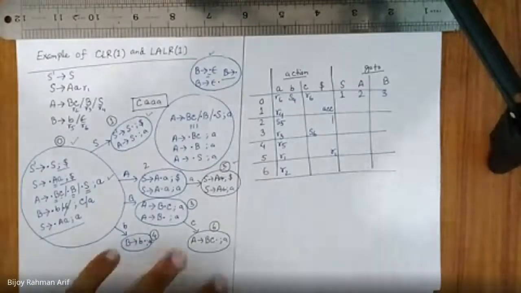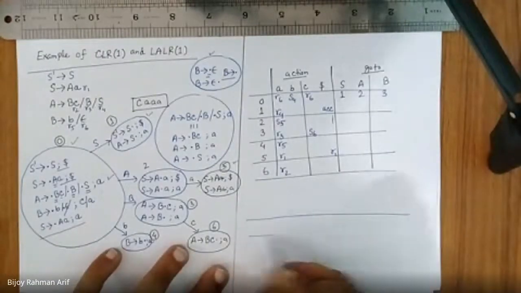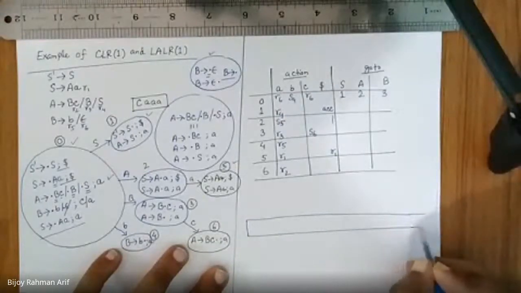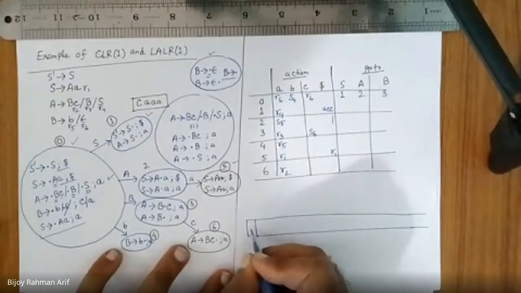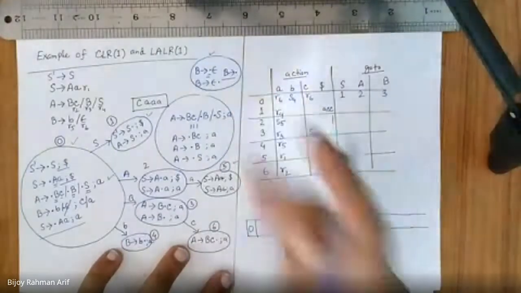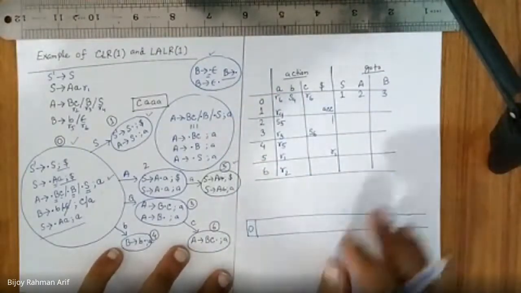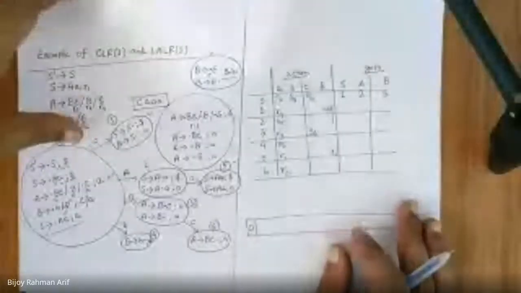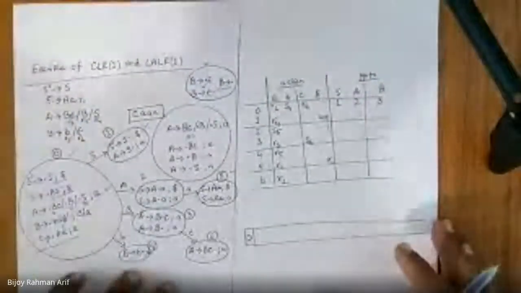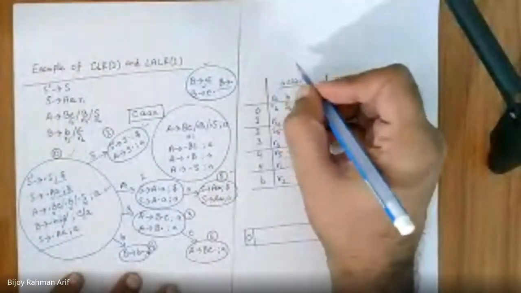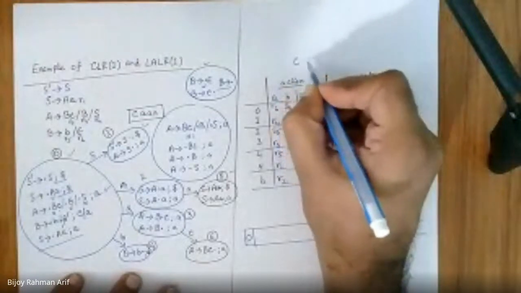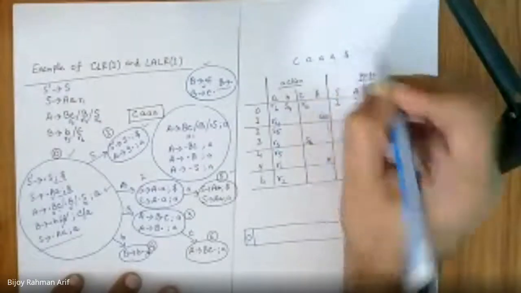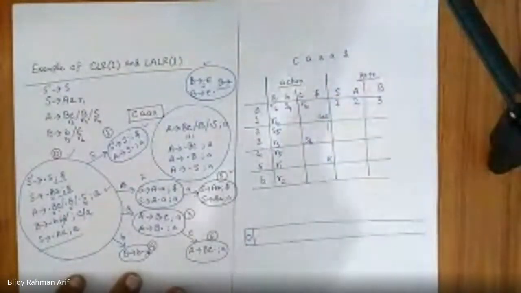Now, how can I parse? So let's create a stack. This is the important part. So we start from state 0. And this is my input: C, A, A, A. Finally, at the end, there is a dollar. Now look carefully at the movement.